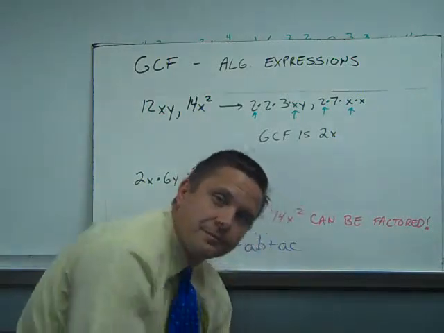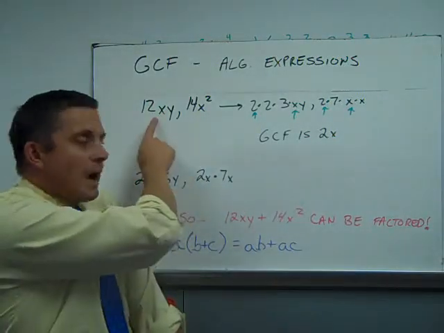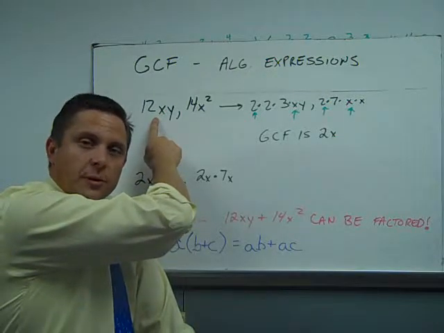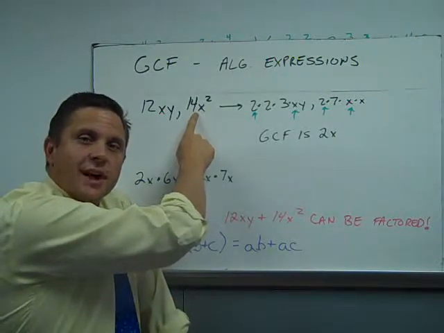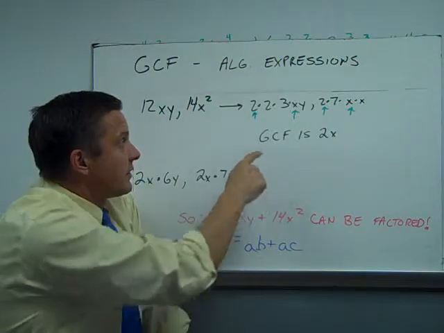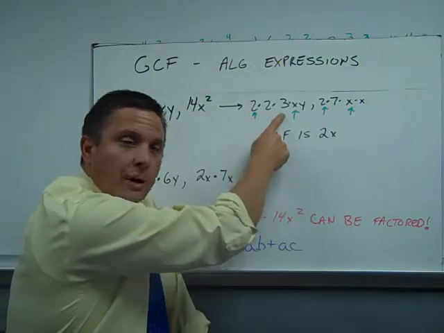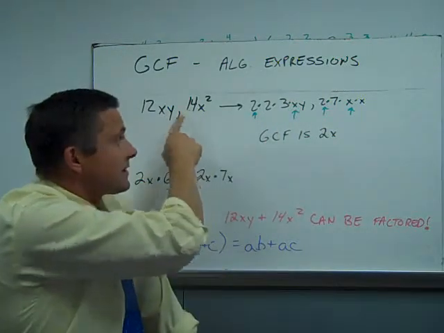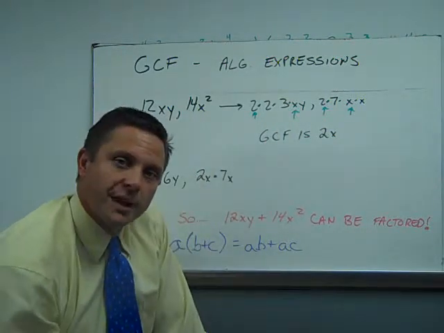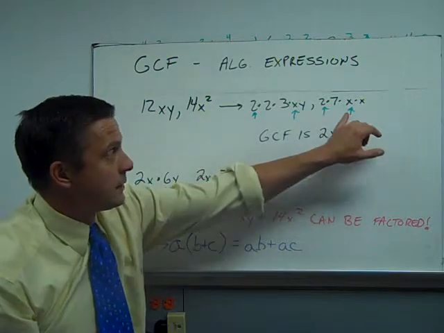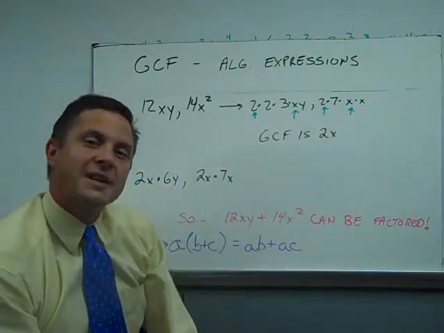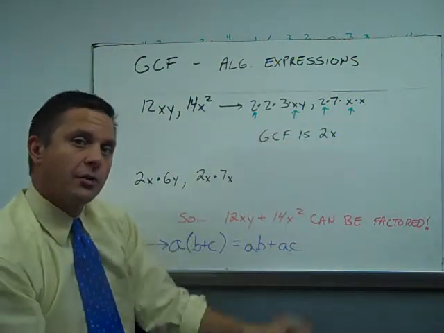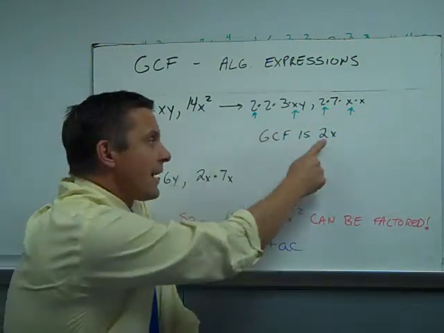algebraic expressions? So I made my first term 12xy. Now it's an algebraic expression, and I made my second term 14x squared. From the previous example, we knew 2 times 2 times 3 are the primes. Well, x and y are both factors also in the first term. And on the second term, 14x squared is 2 times 7, but x squared is x times x, both factors. So what's common here? Well, the 2 and the x are common. So the greatest common factor in these is 2x.